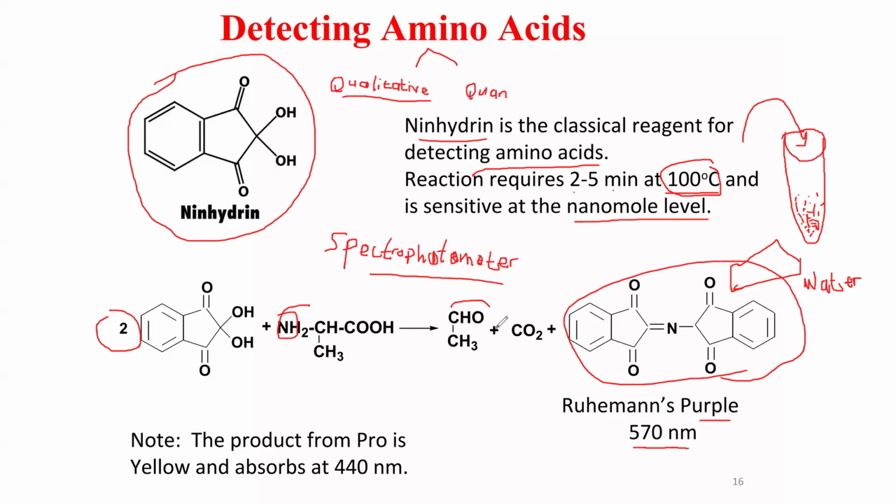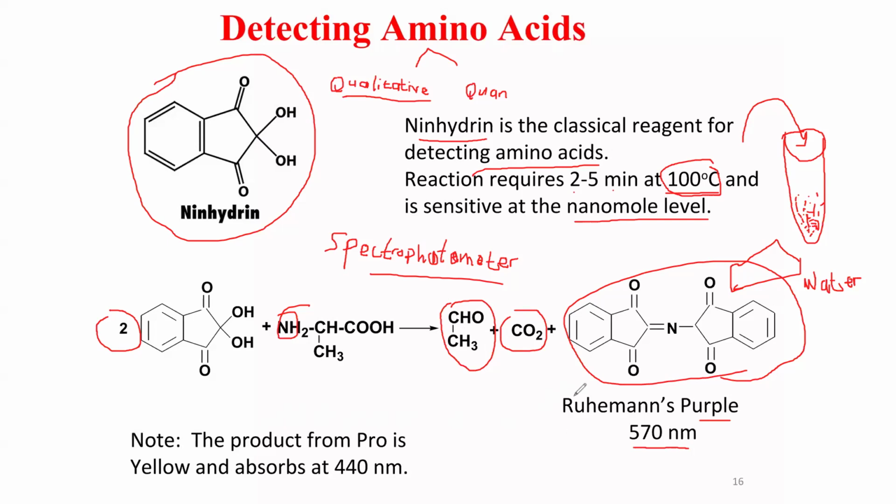So you see at the end of this reaction, you have 3 products. Number 1, you have this. And if you have a basic knowledge of organic chemistry, this is ethanol. So you have ethanol plus carbon dioxide plus this color complex. And then you measure it at 570 nanometer. The product from proline is yellow and absorbs at 440 nanometer.